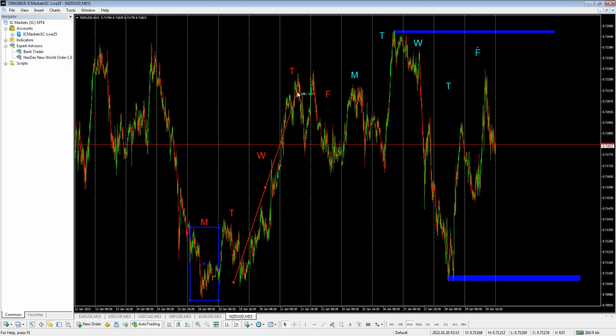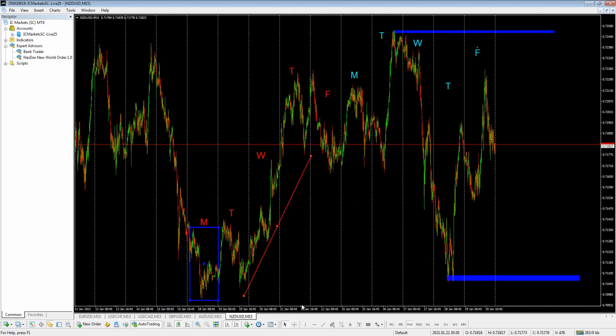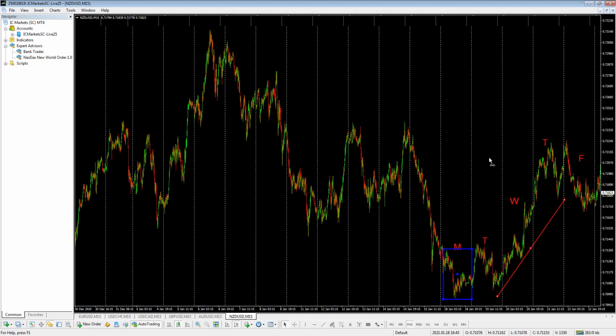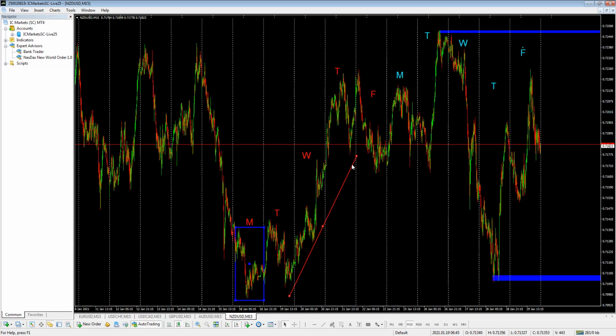Tuesday, Wednesday, Thursday, the market went up, creating an uptrend. And this uptrend is not just any type of uptrend, it's an uptrend that is obvious to anyone. Anyone who looks at the market from this area, it's obvious that it is an uptrend. Everyone can see that. So what happens when you have an uptrend? Everyone starts following the trend.